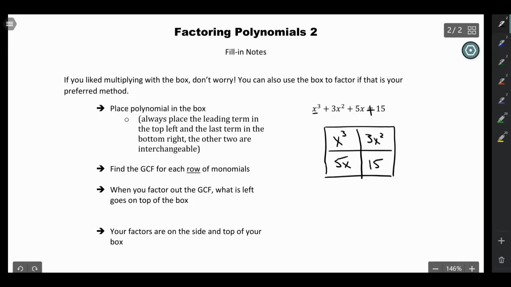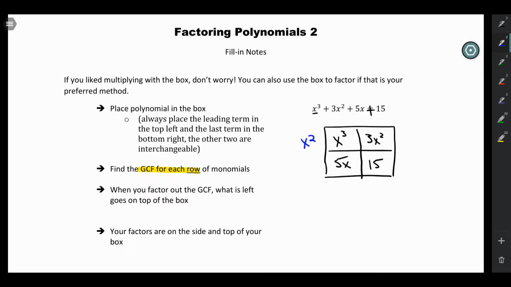Okay. Now, first step. I'm going to look for that greatest common factor. Still have to do that in each row. So looking at this first row right here, I'm looking for that greatest common factor. They don't have any numbers in common, but they do have x squared in common.